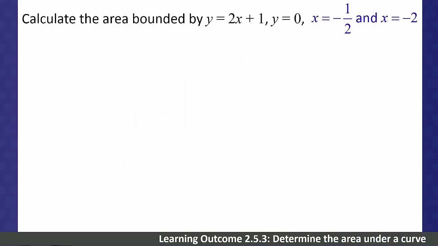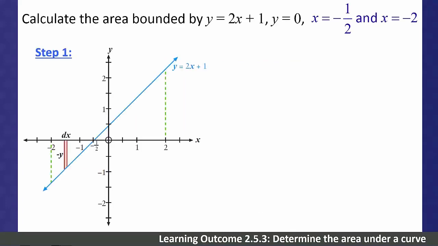A situation that students often find difficult is calculating the area when the graph crosses the x-axis. Let's look at the function in the previous example again. This time we are going to calculate the area between minus a half and minus 2. First we draw the graph. As you can see, this area lies below the x-axis.